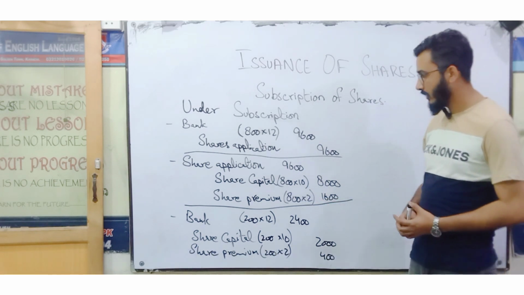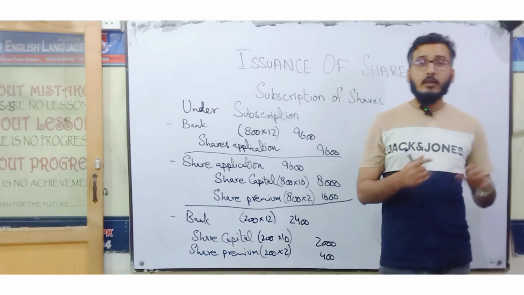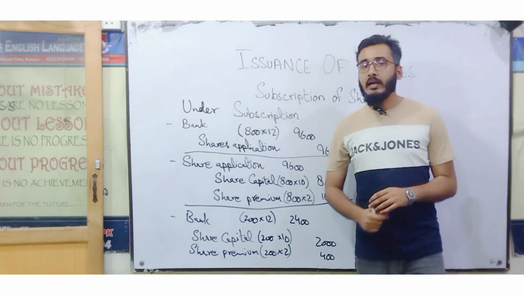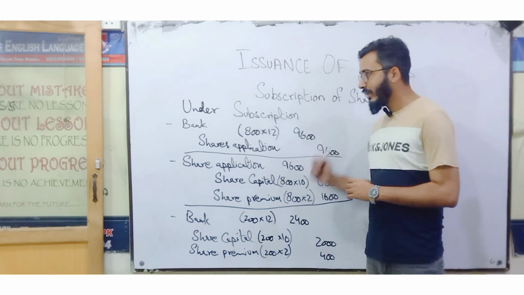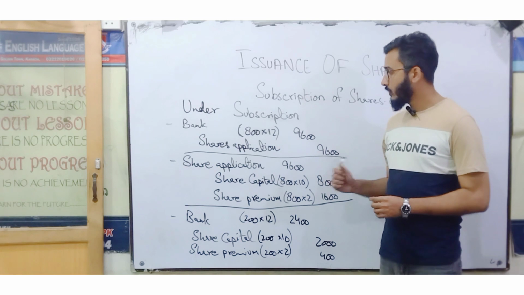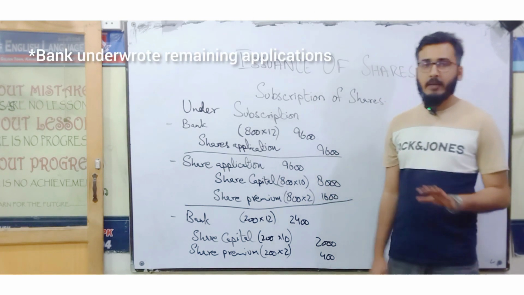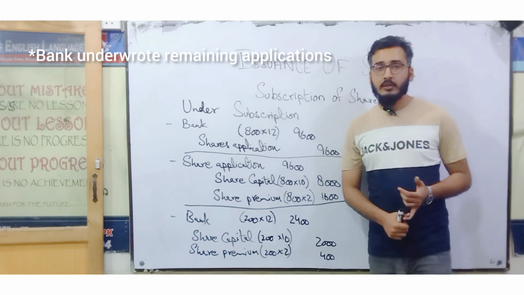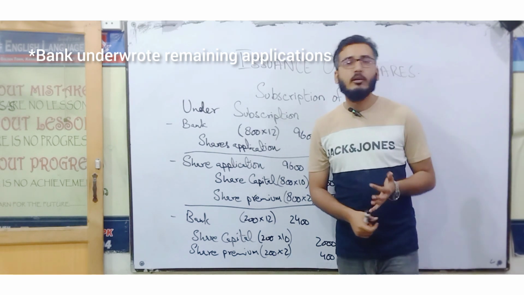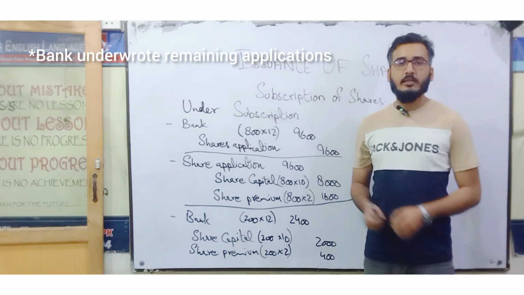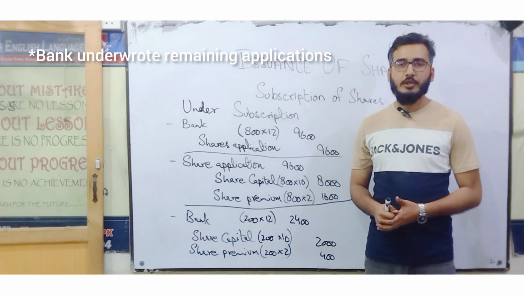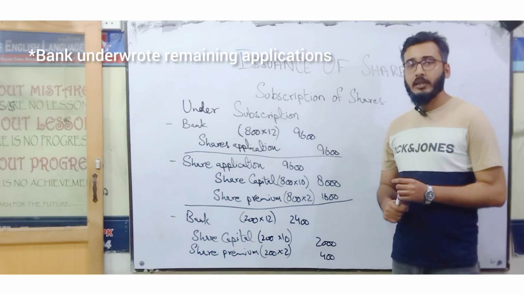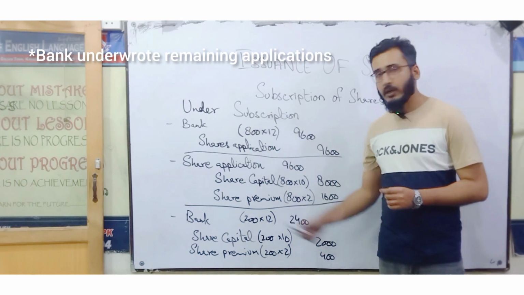Then we have studied in the table which we discussed at the start of the video, that whatever applications are received lesser than the offer, the bank underwrites the remaining applications. And in the previous video, we discussed this as well, that whether an individual, a company, the bank, or any other institution purchases the shares of any company, it becomes a shareholder. So here, the bank has invested in the company for the remaining number of shares, which are 200.